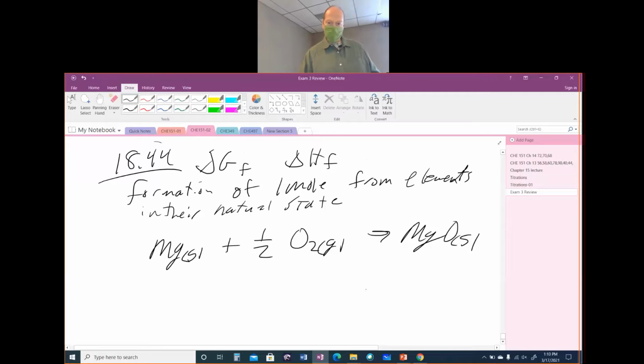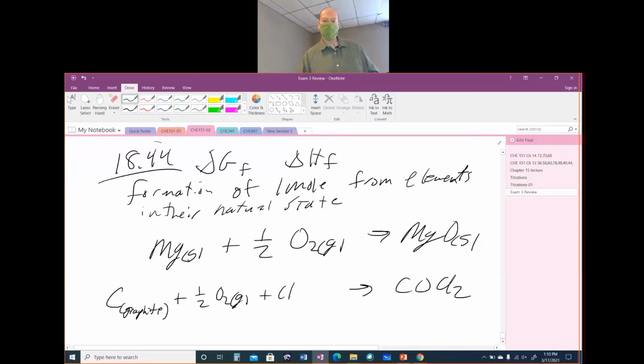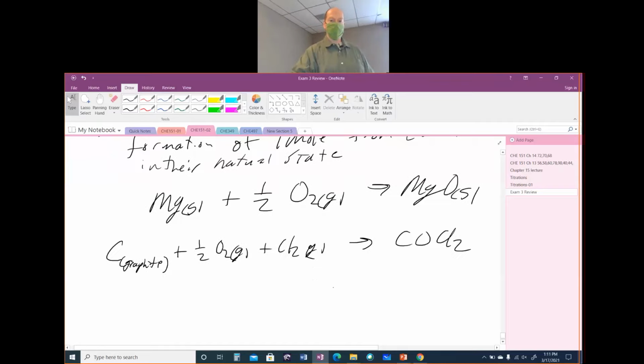All right, for the next one, we want to form COCl2. So this one takes the element carbon, but carbon in its solid form could be diamond, could be graphite, could be buckyball. So you should write graphite. So it is carbon graphite plus 1/2 O2 gas plus Cl2 gas is going to give you 1 mole of COCl2.